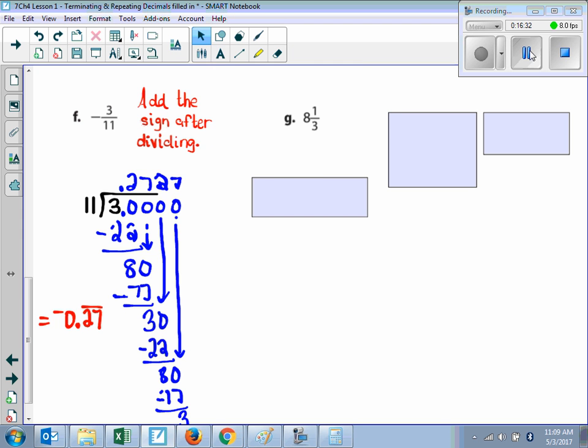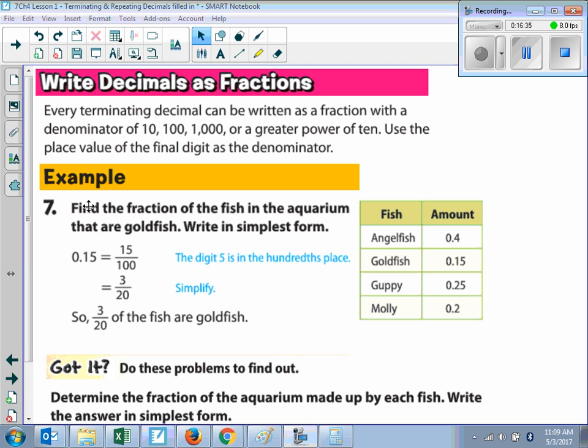All right, so every terminating decimal can be written as a fraction with a denominator of 10, 100, or 1,000. We want to use the place value of the final digit as the denominator. So for example 7, it says find the fraction of the fish in the aquarium that are goldfish. And we want to write this in simplest form.